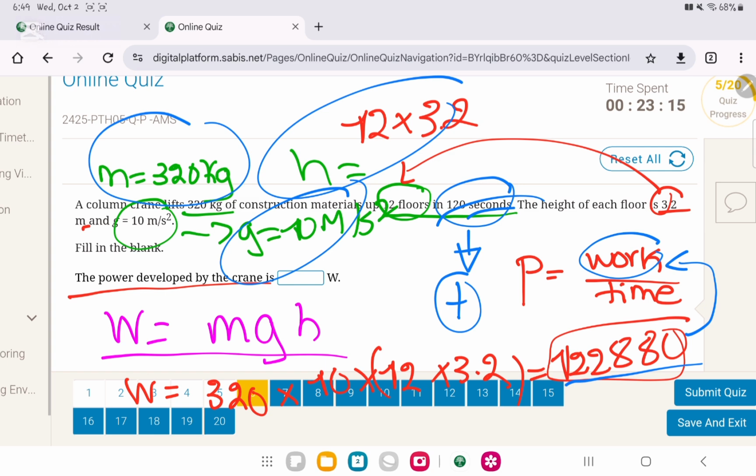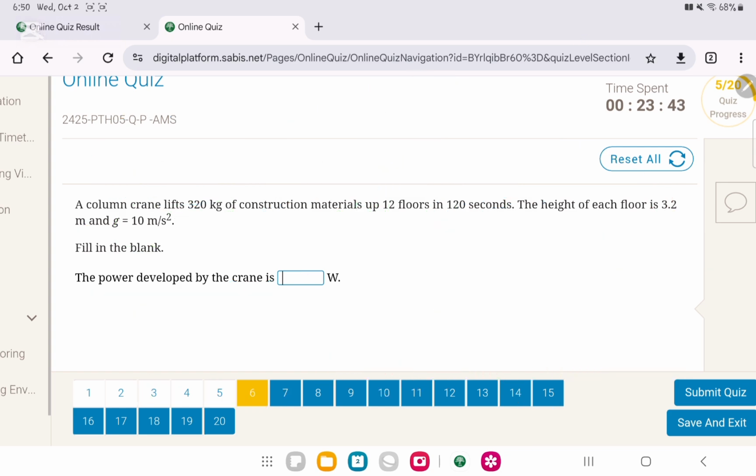So, the work is 122,880 joules, and the time is 120 seconds. So, to find the power, we're going to do the work over the time. So, 122,880 over 120, it is going to be what? 1024, not joules. The unit of power is watts. Don't do like me, I put joules, put watts, W. So here, the power developed by crane is 1024. The unit of power is watts.